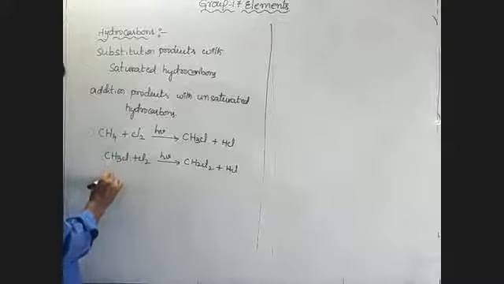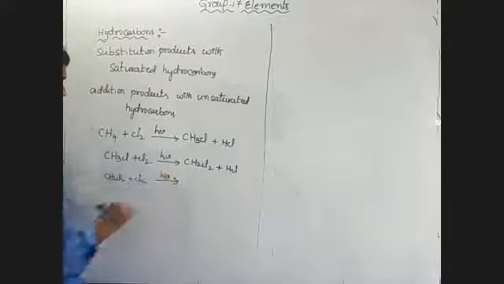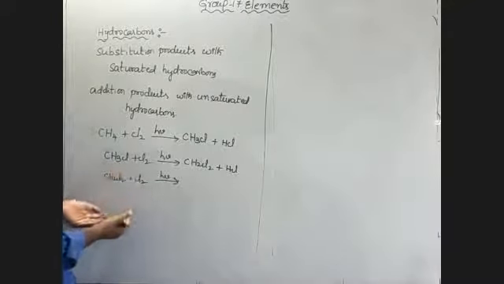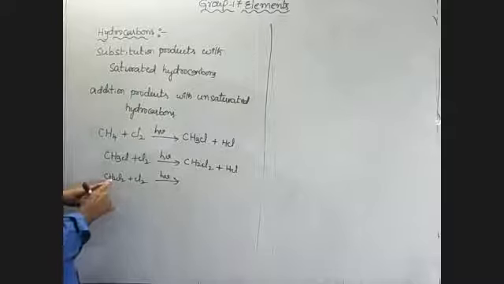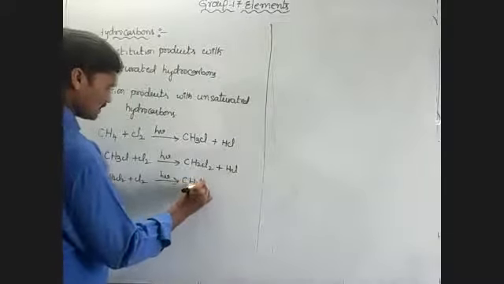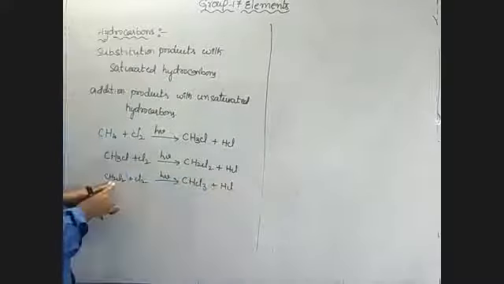This dichloromethane when combined with chlorine in the presence of sunlight, again a substitution reaction takes place. That means the replacement of hydrogen with the chlorine takes place here. Then CHCl3 plus HCl. Here there are 2 hydrogens.